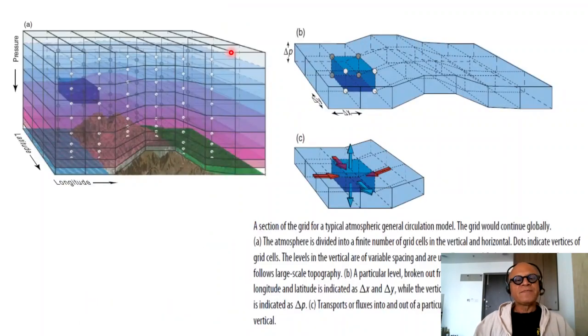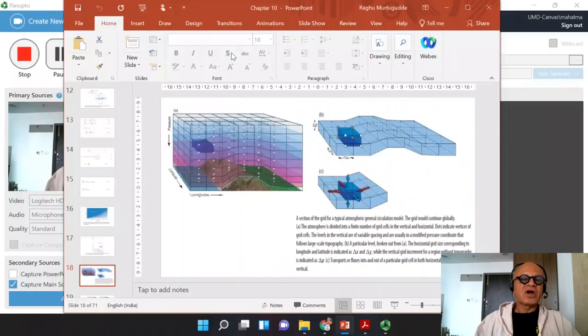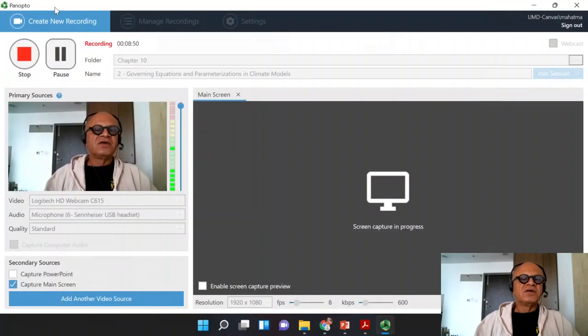Okay. So let me leave this podcast here and then come to the grids and parameterizations in the next chapter. This is again just a continued introduction before we come to some aspects of climate change and how models are used for doing climate change simulations and projections.